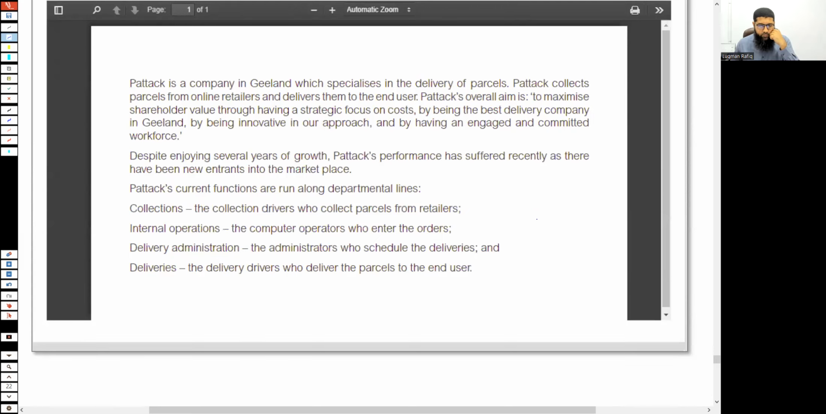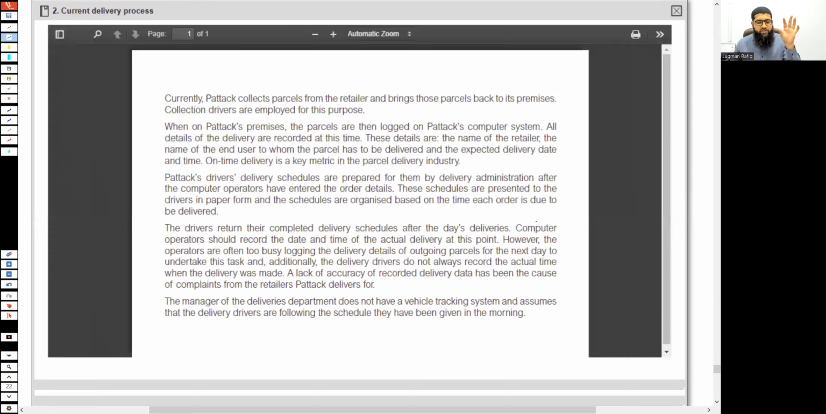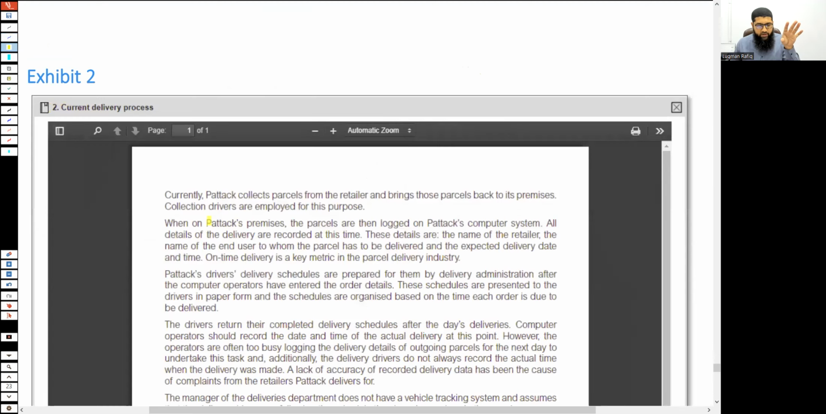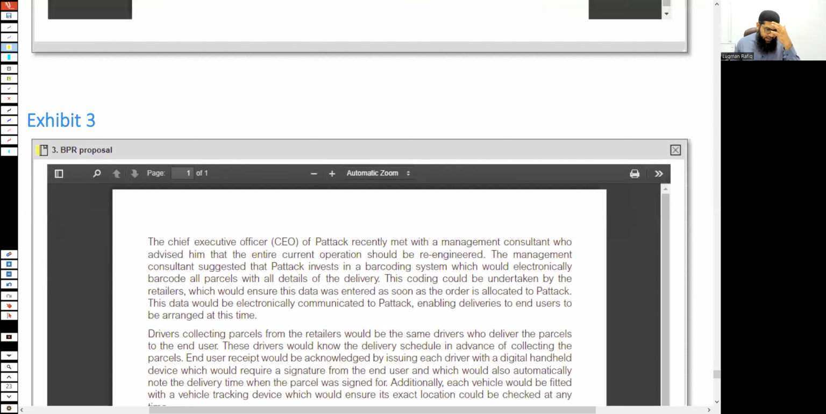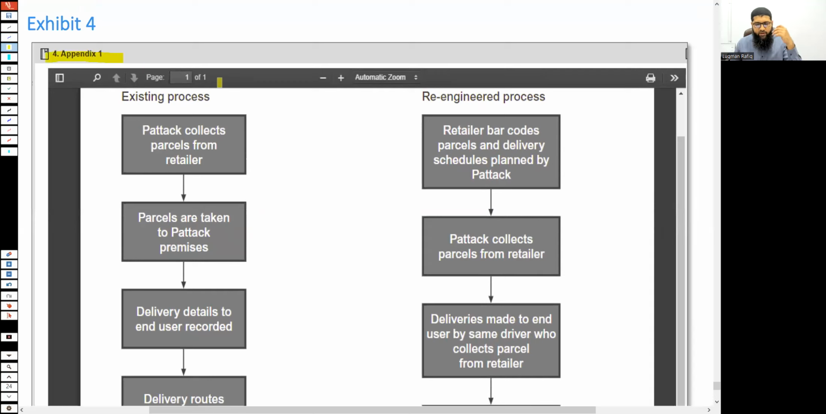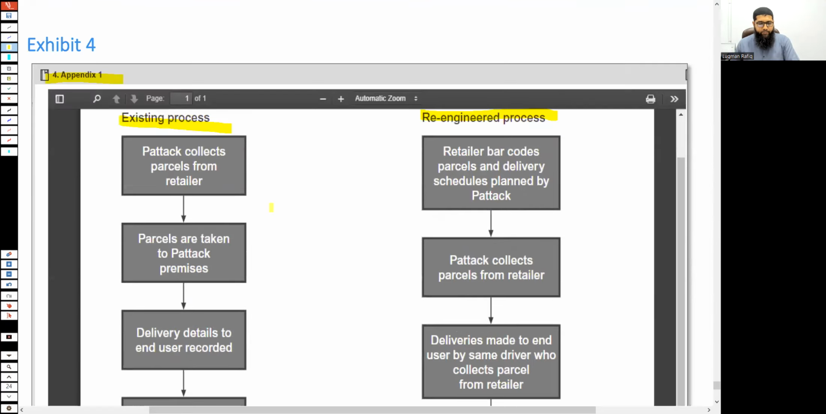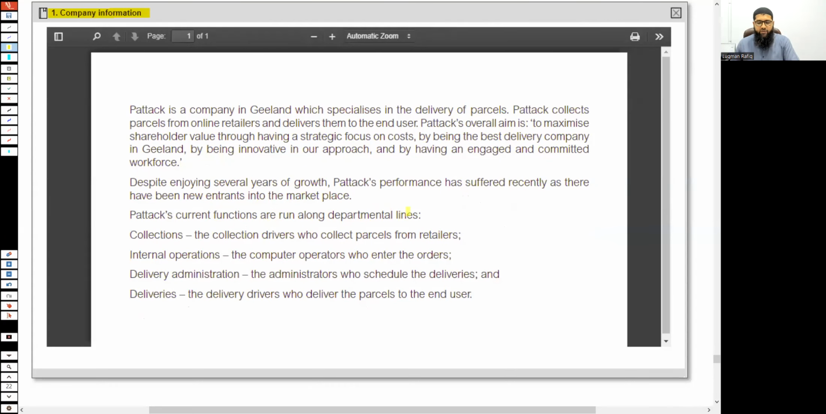Now, what else is there? There's this one appendix, which is about company information. There's another appendix, which is about the current delivery process. There's a third appendix, which is about the BPR proposal. Then there's this fourth appendix, which compares the existing process with the re-engineered process. That's what we have, right? Now, let's try to discuss this. Let's try to go through this company information paragraph so that we could move forward.